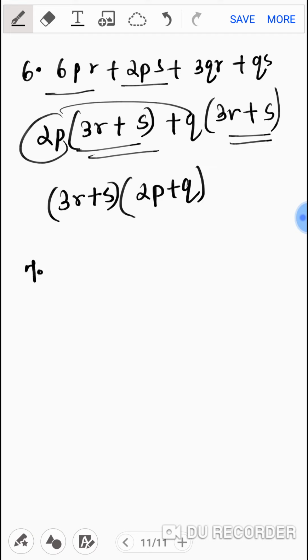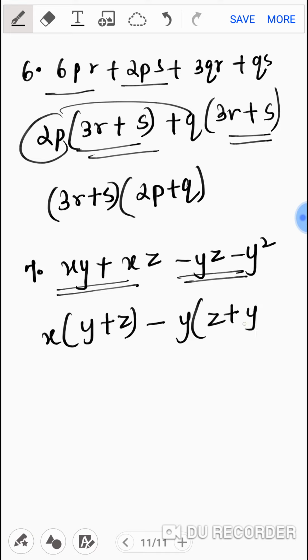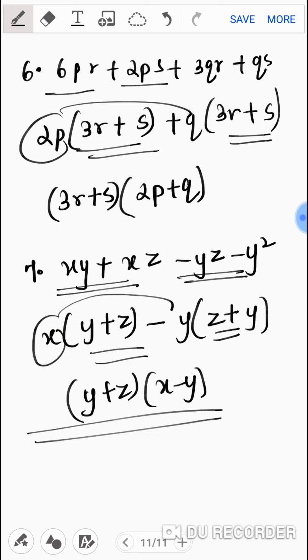Problem number 7. We have xy plus xz minus yz minus y square. My dear kids, take two terms, take something common if you have. Yes, from here also. My dear kids, I have changed the sign. Did you notice why? Because I have put the bracket here. So my inside bracket is coming, either it is y plus z or z plus y. That won't make any difference. So you have a common bracket and the remaining two terms you have to put it in one bracket, and that's your answer.